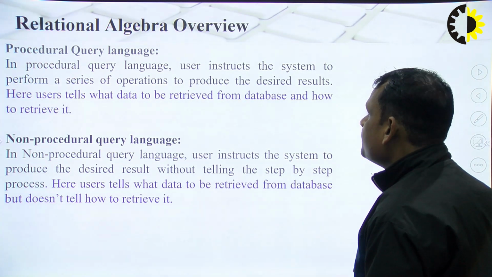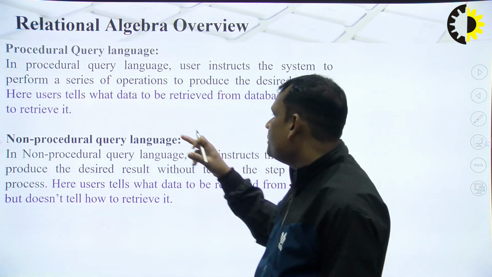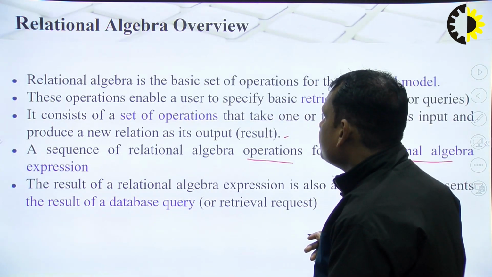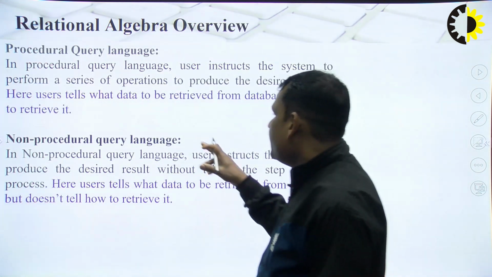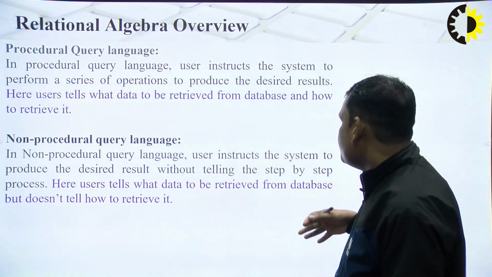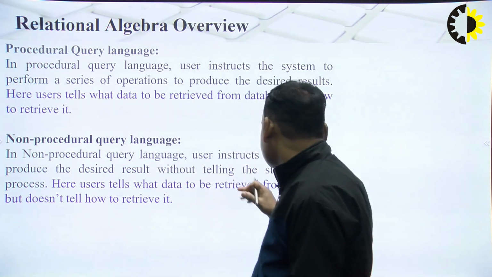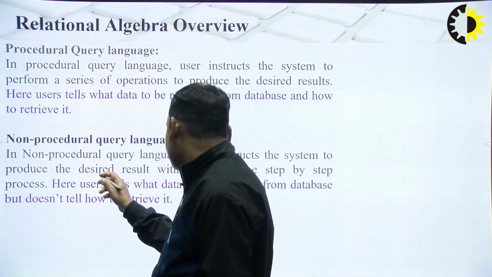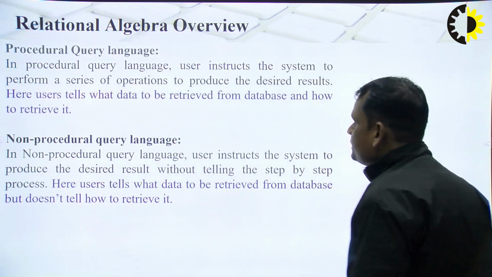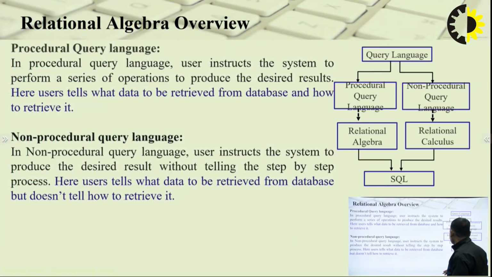Next, procedural language. A procedural query language instructs the system to perform a series of operations on the database to retrieve information, and provides a set of procedures. A non-procedural query language instructs the system to produce the desired output without telling the step-by-step procedure. This is the difference between procedural and non-procedural language.